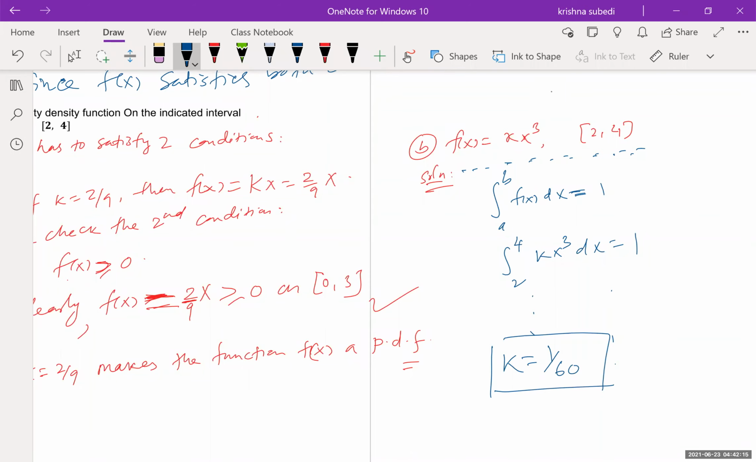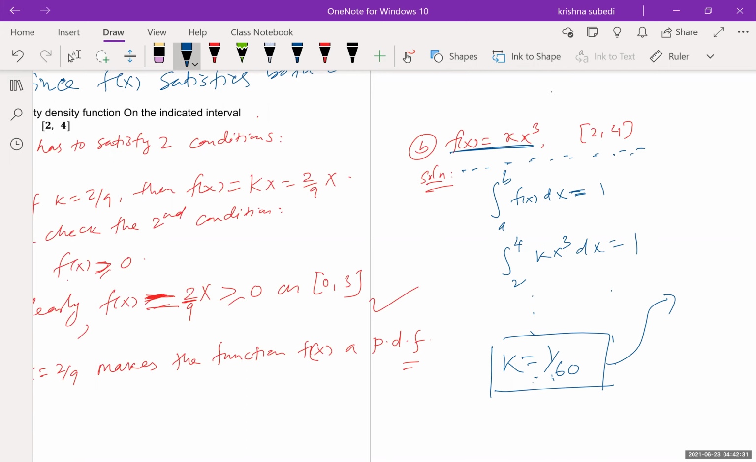Once you get this answer, you verify that the function with this k value will satisfy the other condition, which is that the function is non-negative. So I leave it to you.